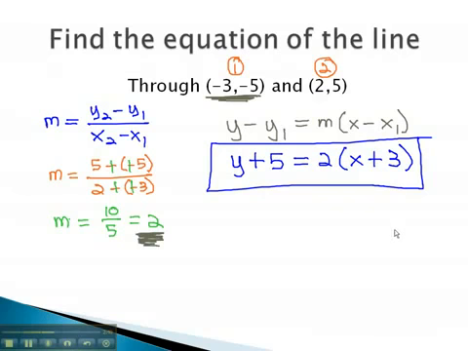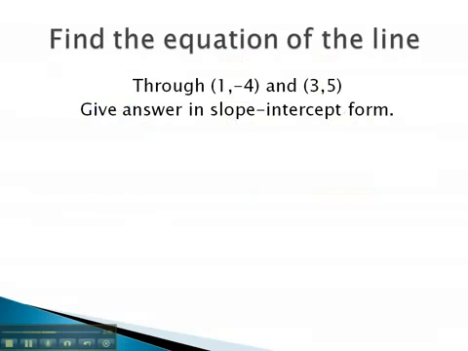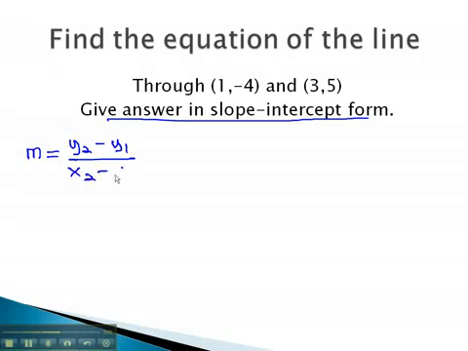Let's try another example where we have to do just that. But this time, we're going to have the extra directions that our final answer must be in slope-intercept form. To find the equation of any line, we first need to know the slope, which is found by taking y2 minus y1 over x2 minus x1.